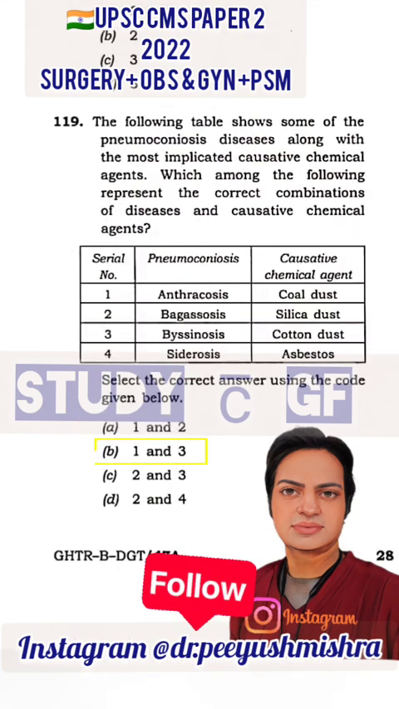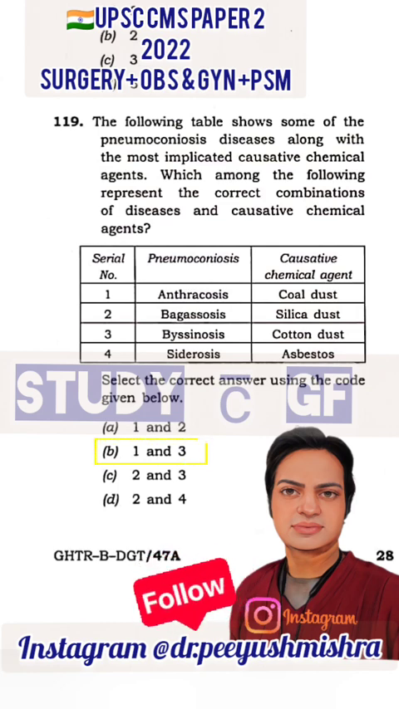The following table shows some of the pneumoconiosis diseases along with the most implicated causative chemical agents. Which among the following represent the correct combination of diseases and causative chemical agents? Anthracosis, coal dust; byssinosis, cotton dust.